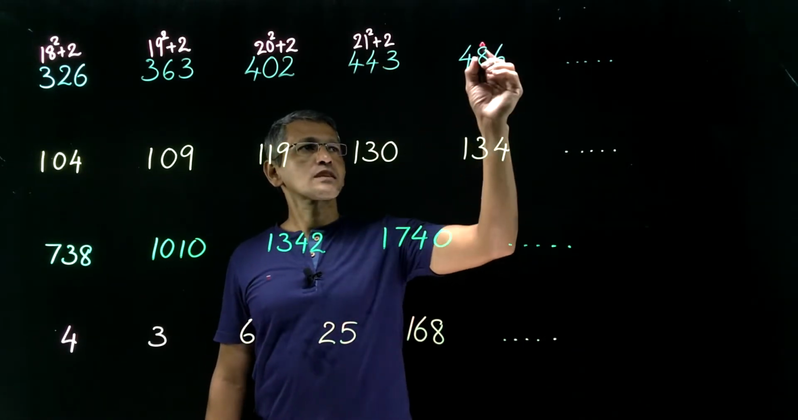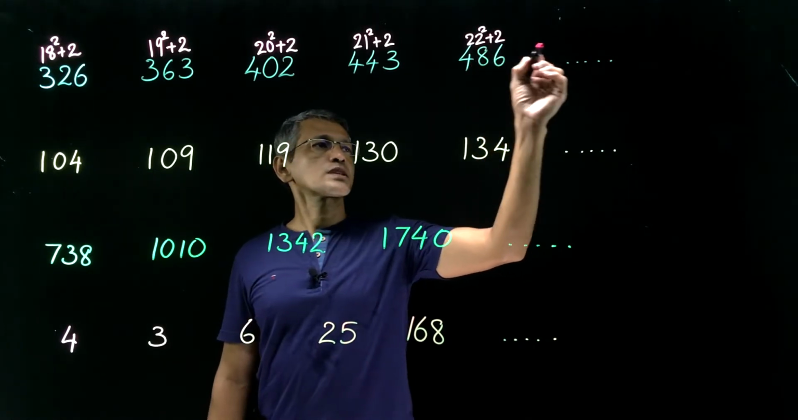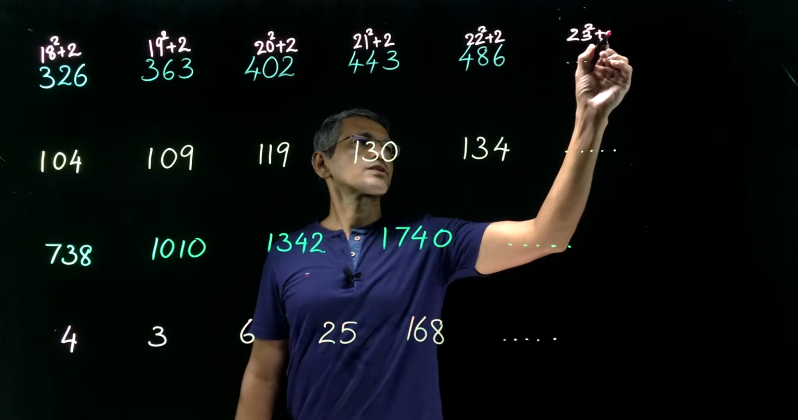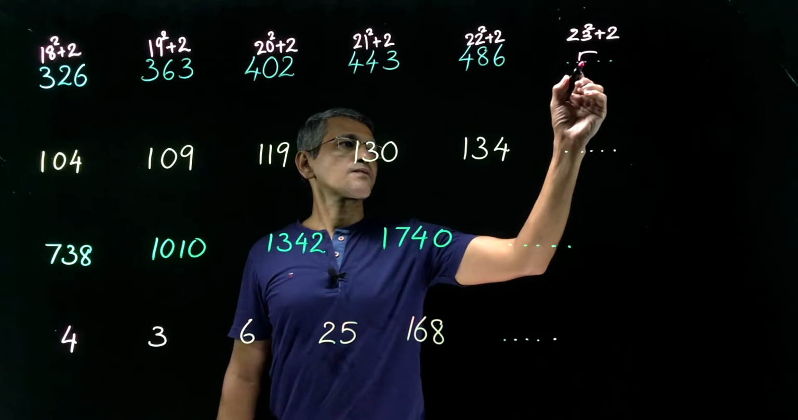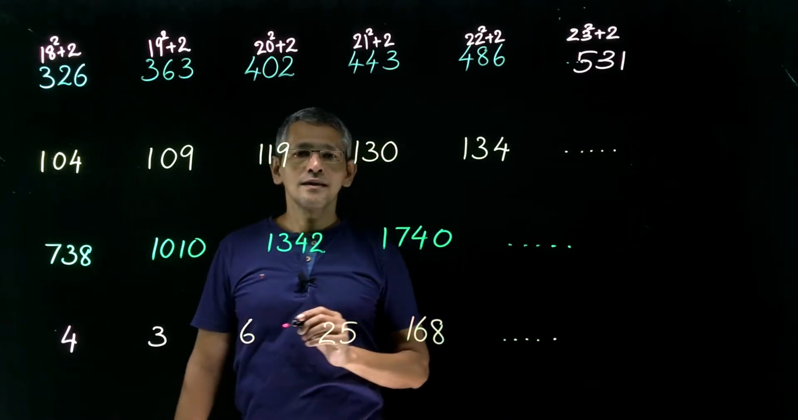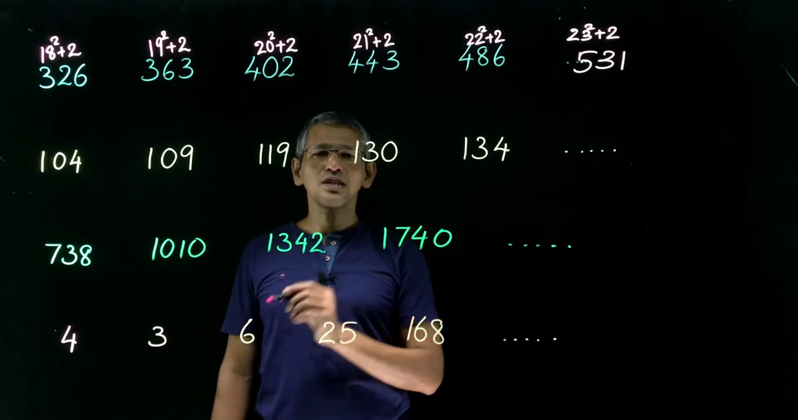And 486, what is it? 22 square, 484, plus 2. The next one must be 23 square plus 2. 23 square is what? 529, plus 2. The answer must be 531. That's the case. And I'm pretty sure some of you have another pattern in your mind as well.